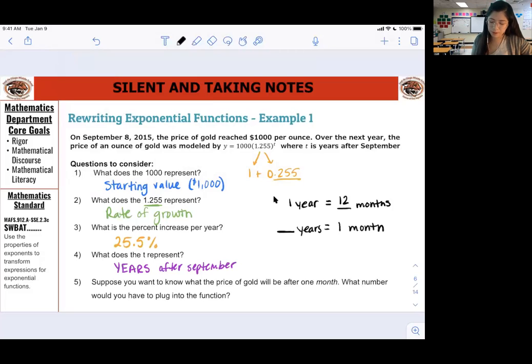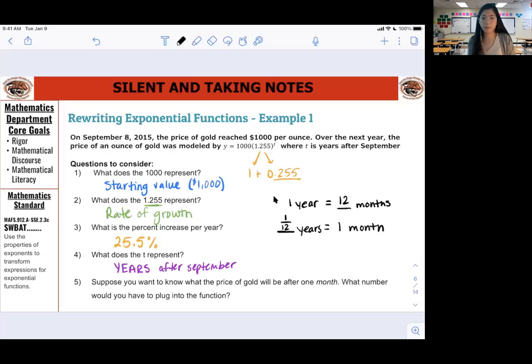Okay, if you want to go the other way and figure out how many years is 1 month, you're just going to do the opposite. Instead of multiplying by 12, I'm going to have to divide by 12. So 1 month is how much out of a year? 0.08. How'd you get 0.08? I divided 1 divided by 12. You did 1 divided by 12. Yeah, so we're going to keep it as a fraction though. 1 out of 12.